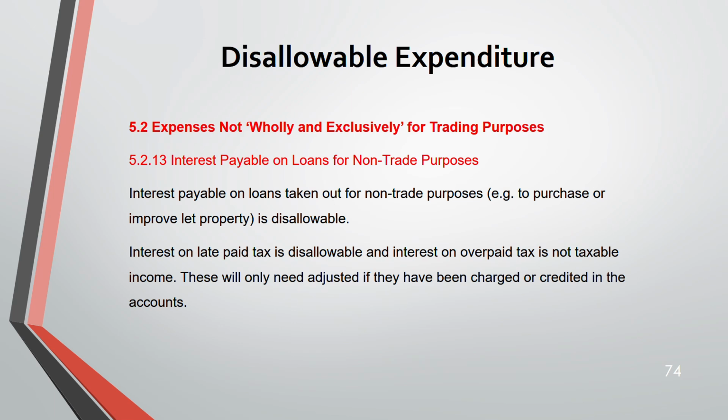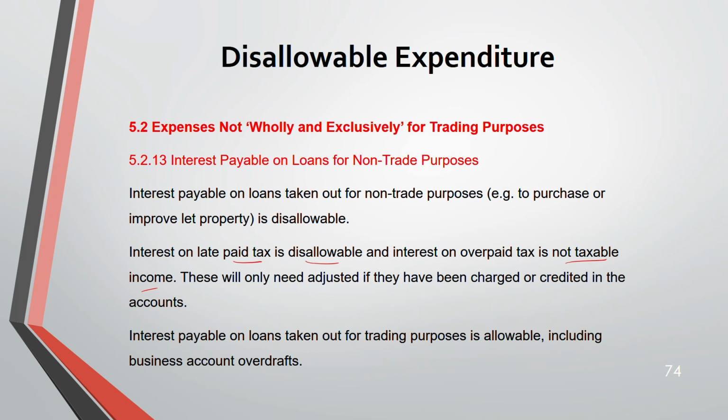Interest on late paid tax is disallowable. And interest on overpaid tax is not taxable income. That means if you have paid more tax and you receive interest on it, that interest is not a taxable income in your hand. So this will only need adjustment if it has been charged or credited. If it was not charged or credited, you don't have to do any adjustment.